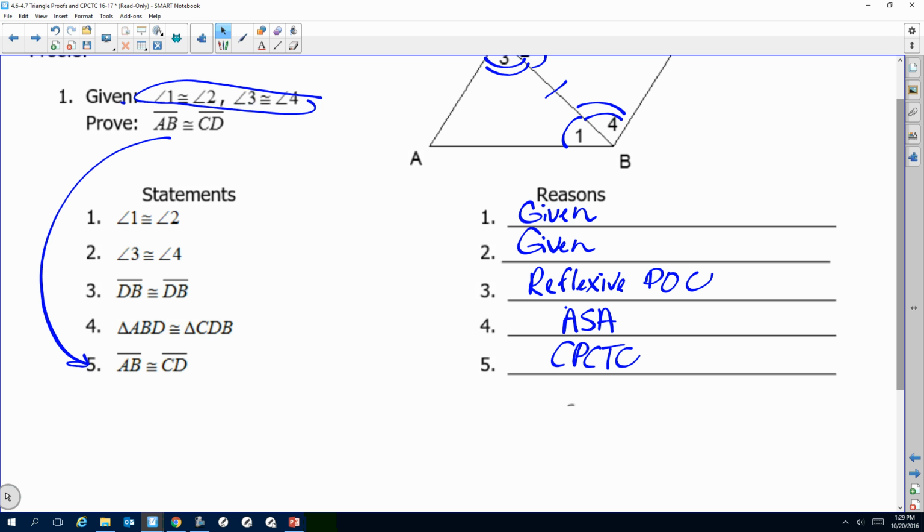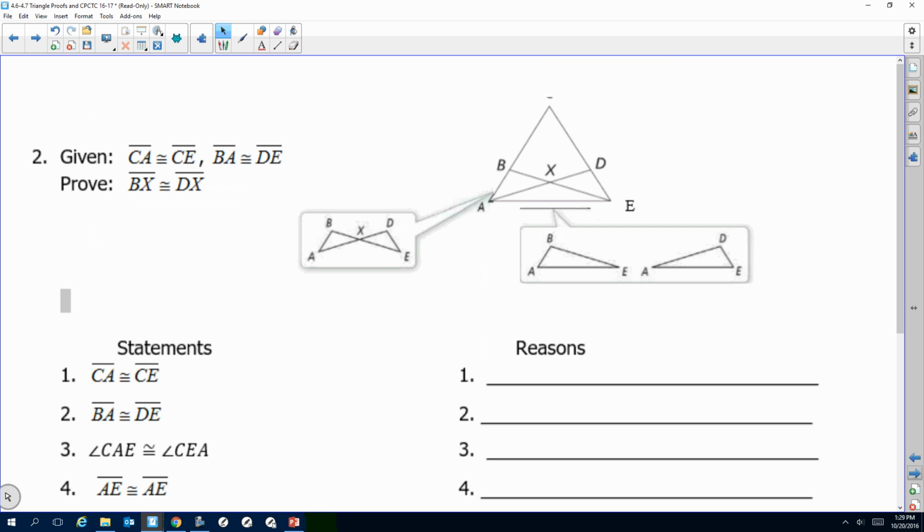All right, so the last proof, this one is pretty complex, okay? We're just doing it as an example together so you can understand it. So I do need you to do it with me, okay? Because I know I'm not going to give you one this complicated, but I want you to understand how you can have more than one triangle congruency in a diagram.